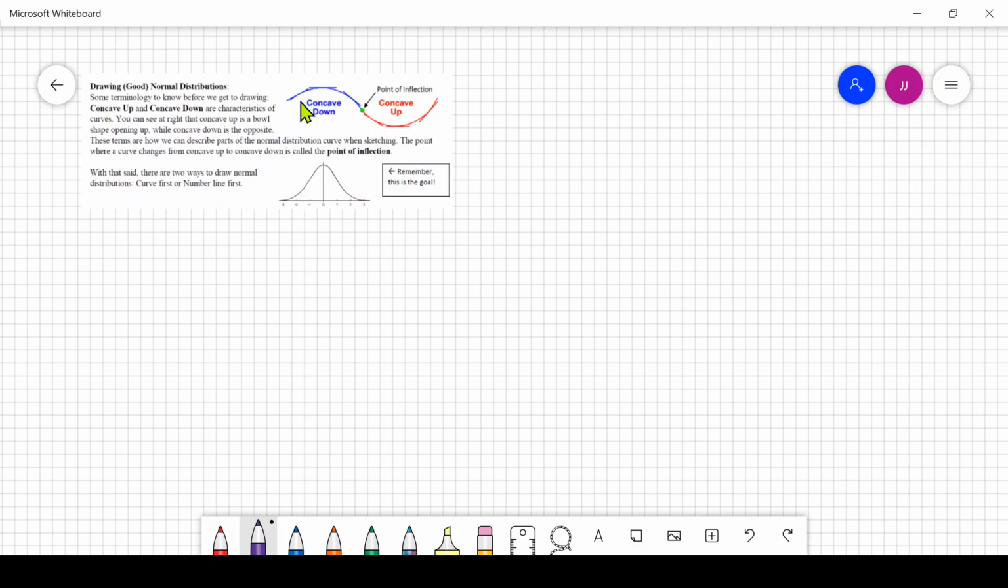Concave down means that if it were a rainy day and water were falling on this, it would fall off the mountain. Concave up would be a valley, and water can be caught in this valley. So basically a cup turned upside down or a cup facing up, okay? This curve has curvature, and we want to identify the point where it switches from concave up to concave down.